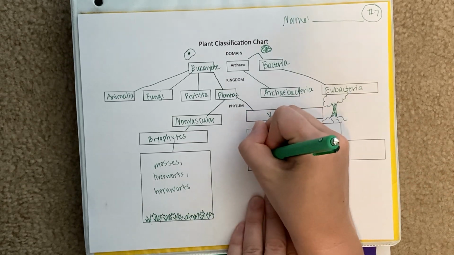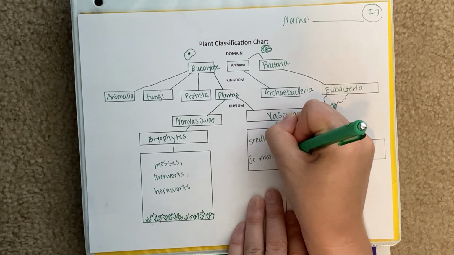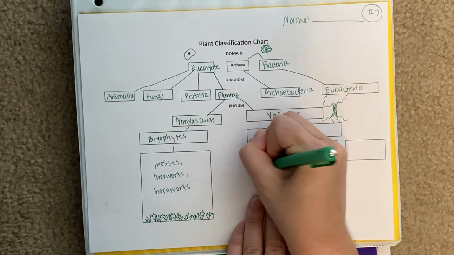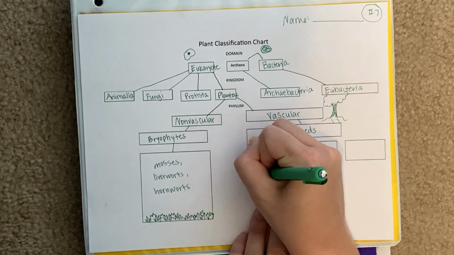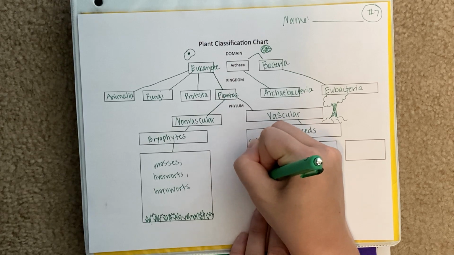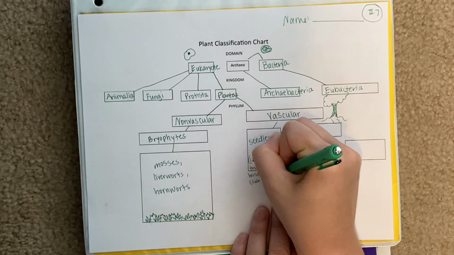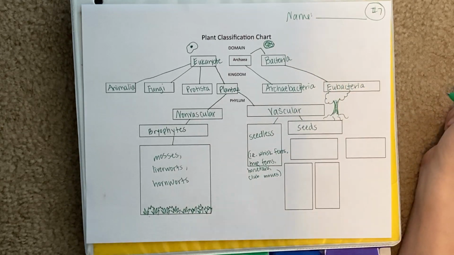We have whisk ferns, true ferns, horsetails, and club mosses. Okay, so all of these are vascular plants, they just do not reproduce by seeds.